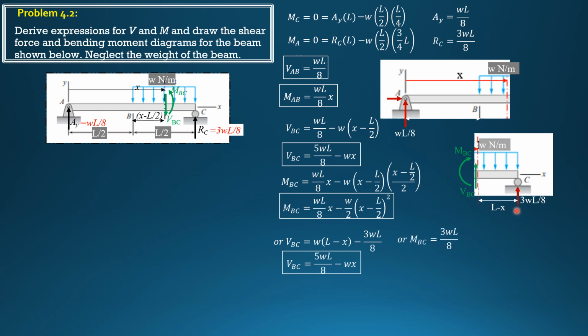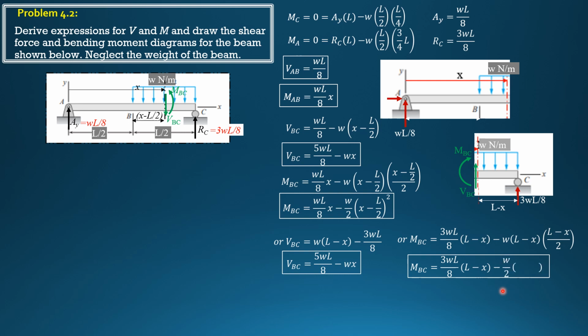So MBC is counterclockwise moment, 3WL over 8 times quantity L minus X. This is L minus X because if that is X, then this is L minus X. Then minus W times L minus X, then distance L minus X over 2. So simplifying, MBC is 3WL over 8 times L minus X minus W over 2 quantity L minus X squared. You might suspect that because they are different looking, they are not equal.